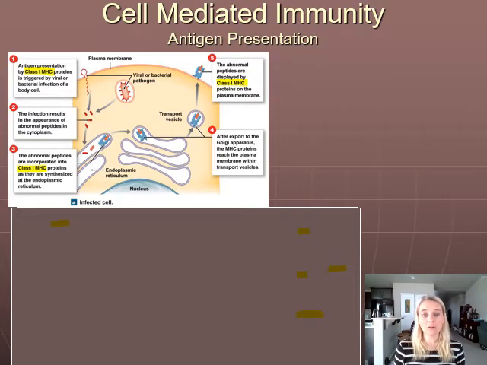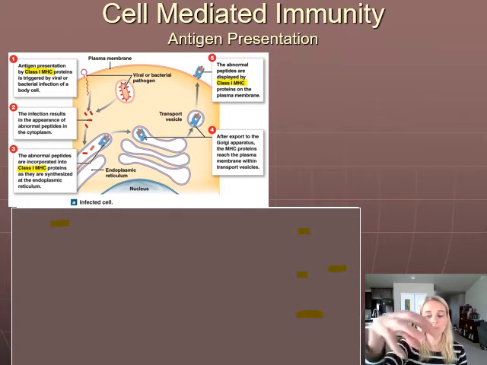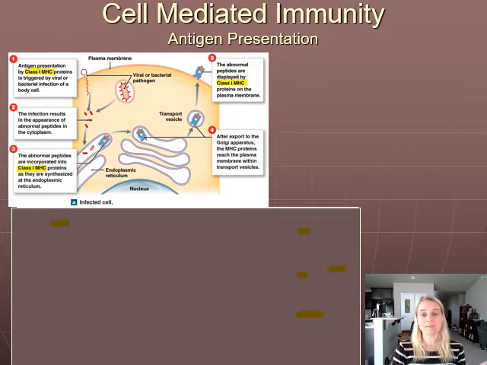If you're normal and healthy, you can have normal self-antigens plopped in that MHC class 1. As the immune cells are coming around and monitoring things, if they recognize a self-antigen, they're going to ignore you. You're fine. They're not going to destroy you because you have normal antigens presented in your MHC class 1.